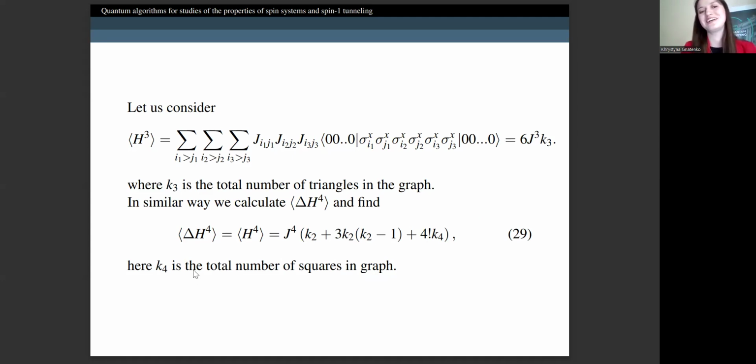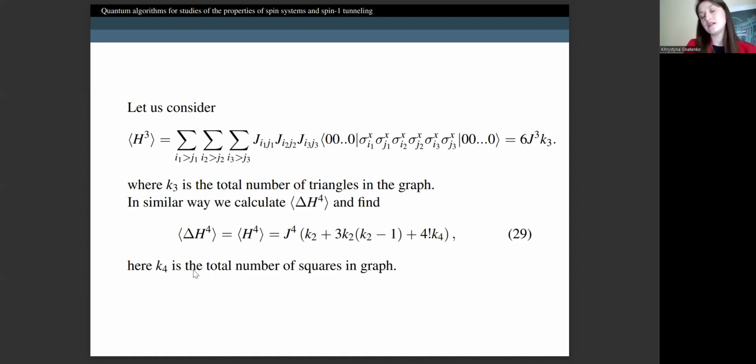So we have a relation of quantum properties. They are mean values of Hamiltonian in different powers. With classical properties, they are number of triangles, number of squares, and total number of links in graph. So we can calculate with the help of quantum programming these classical values for different graphs.